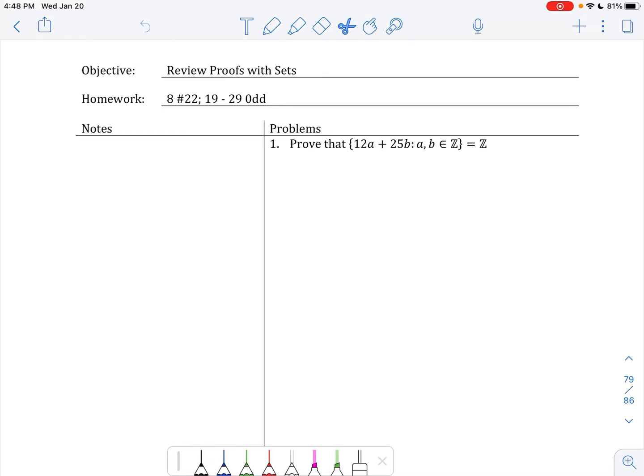Hey there, and welcome to Chapter 8. We're going to start Chapter 8 by reviewing some of our ideas with review proofs with sets.